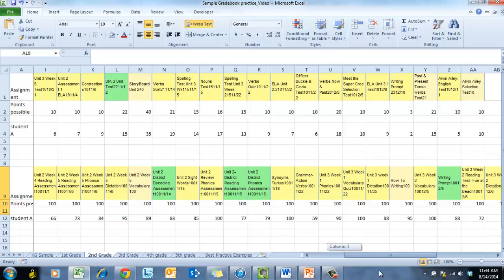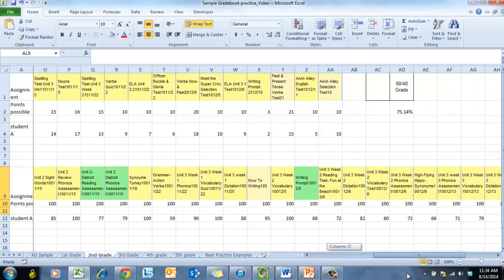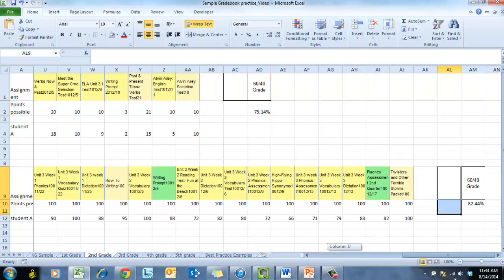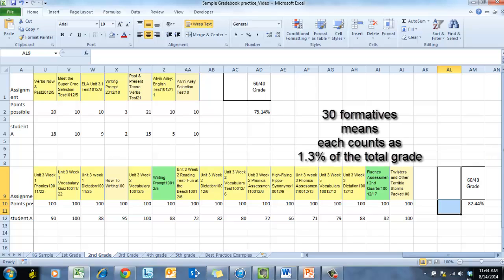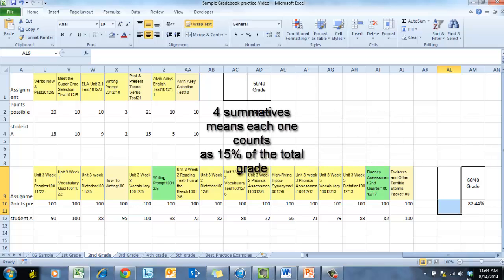The summatives are all high C's or solid B's. Many of the formatives are B's or better. There are 30 formative assessments. This is probably more than is necessary to summarize the student's performance with a final grade, but it isn't necessarily problematic to have a lot of formatives. Because there are so many formatives, each one counts as a total of 1.3% of the total grade, which isn't much. The 4 summatives count as 15% of the student's total grade.